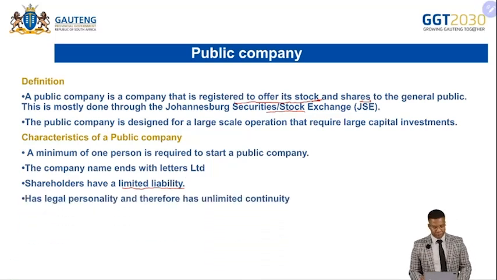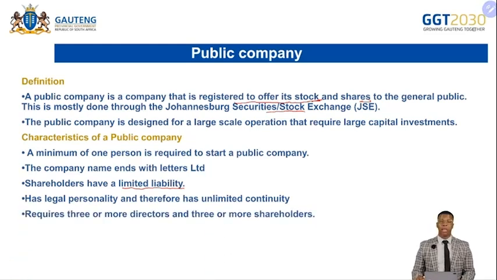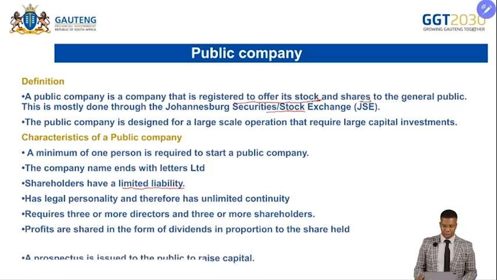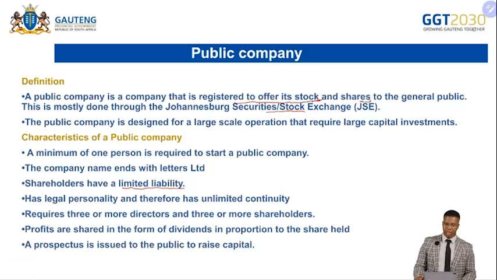Then furthermore, it has legal personality and therefore has unlimited continuity, and then it requires 3 or more directors and 3 or more shareholders. Then profits are shared in the form of dividends in proportion to the shares held by that particular shareholder, and then a prospectus is issued to the public to raise capital, and the prospectus will come through the JSE.